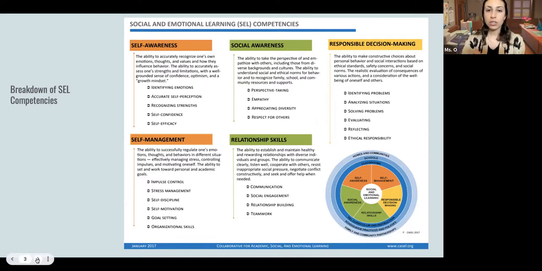Today, we're going to zoom into relationship skills. That's our goal today, to discuss communication, social engagement, how to target relationship building in the classroom, and how to really bring teamwork and student culture and their excitement to work together.